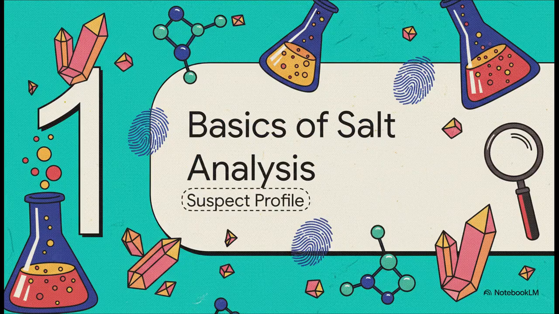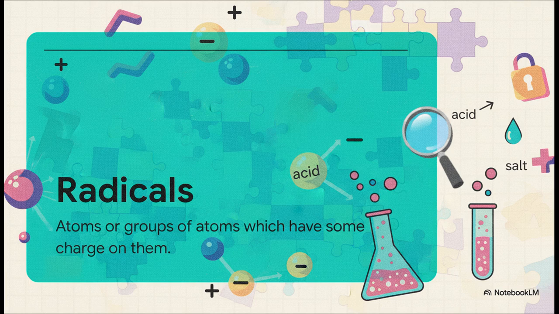All right, Section 1, Basics of Salt Analysis. Let's establish our suspect profile. Every salt is really just a mashup of charged puzzle pieces called radicals. Identifying these individual pieces, that's the entire game here. The salt itself isn't just one single, uniform suspect. It's a combination of these charged ions. If we can isolate and identify the specific pieces, we completely unmask the compound.